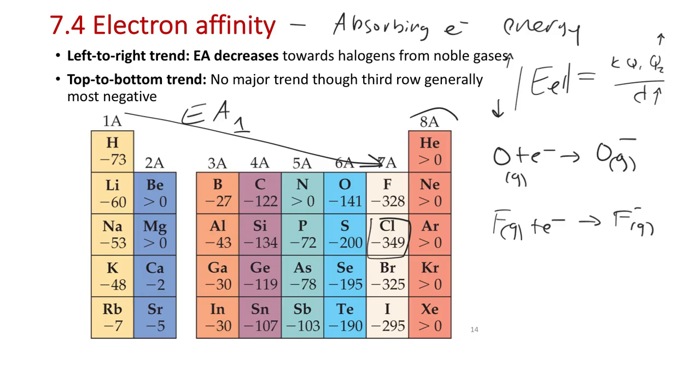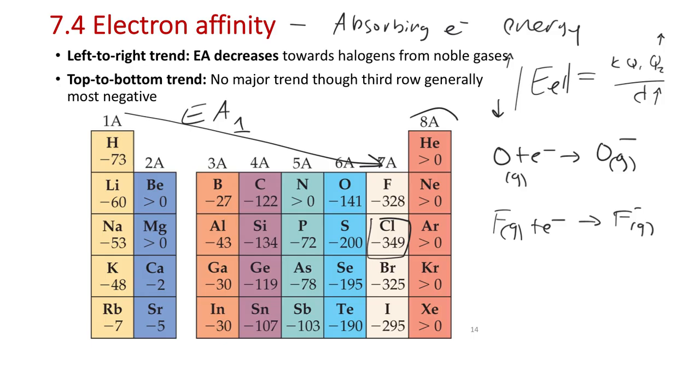The top to bottom trend, I usually say there's not much of a trend going on, even though there kind of is. There's something there that's interesting. It's just not that big of a deal. So the biggest deal to think about is most negative towards the halogens, because they're generally, from left to right, the smallest elements that have room for one more electron. So the halogens being the most negative makes a lot of sense.